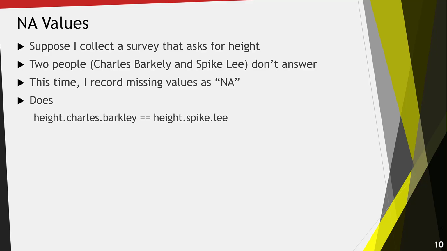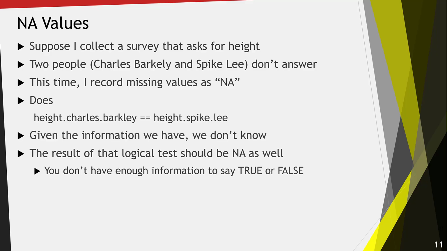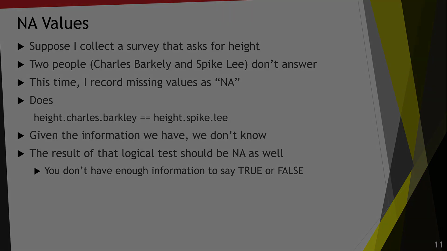If I were to ask, is Charles Barkley the same height as Spike Lee? Should I get a true or a false? Given the information we have, we just don't know. The result of that logical test should be NA as well. We don't have enough information to say whether it's true or false. So this is why in R, if you perform logical tests on NAs, even if you're testing NA equal to NA, the result is always an NA.